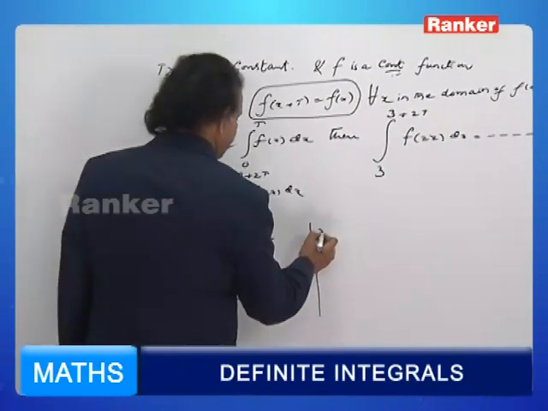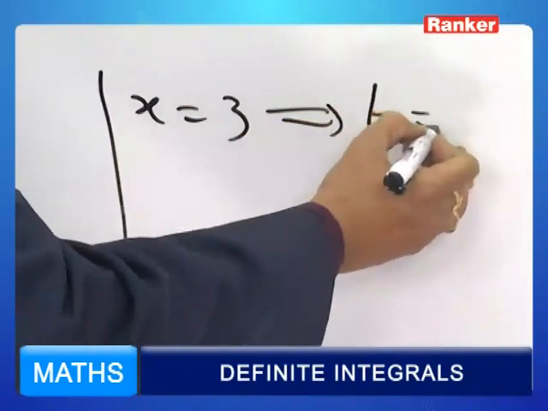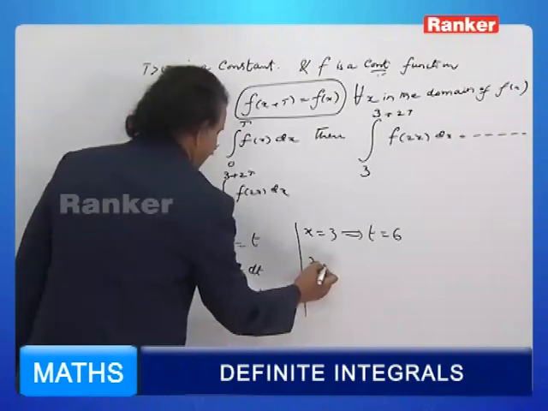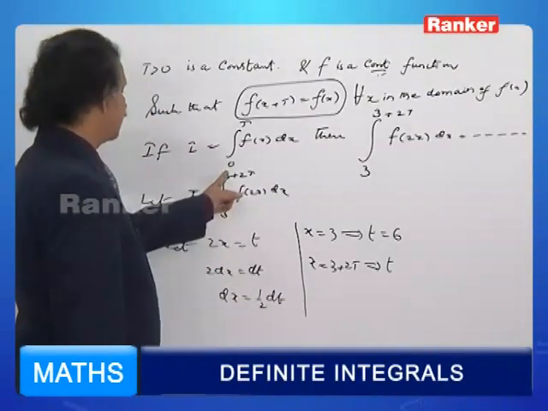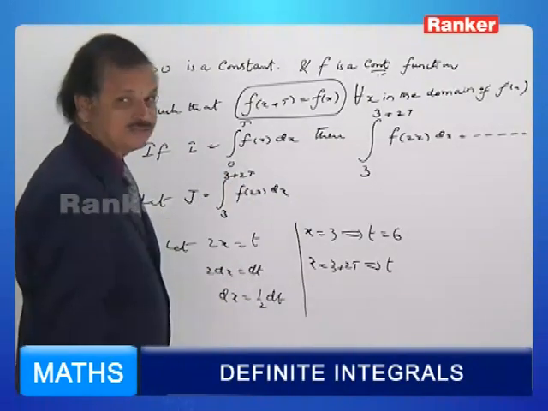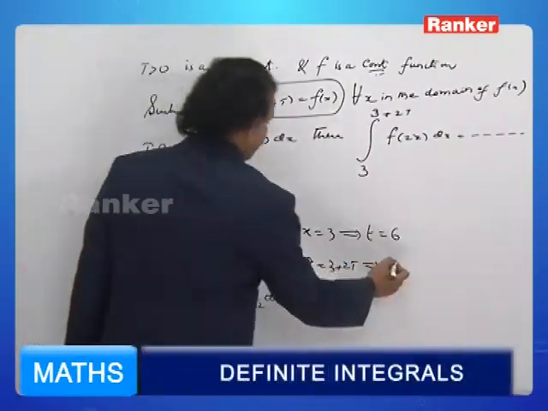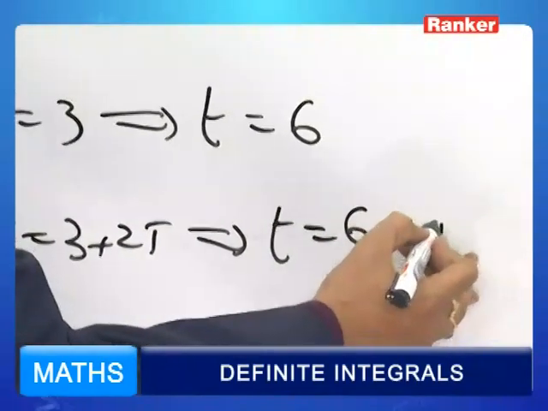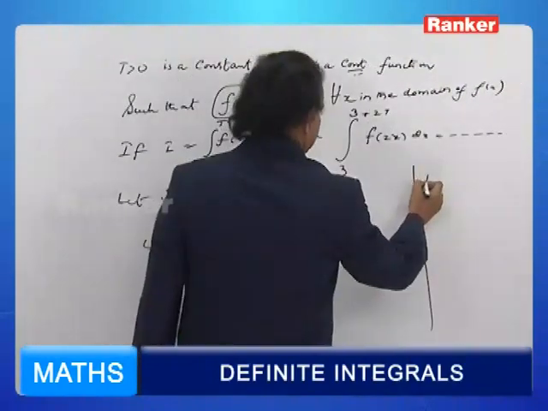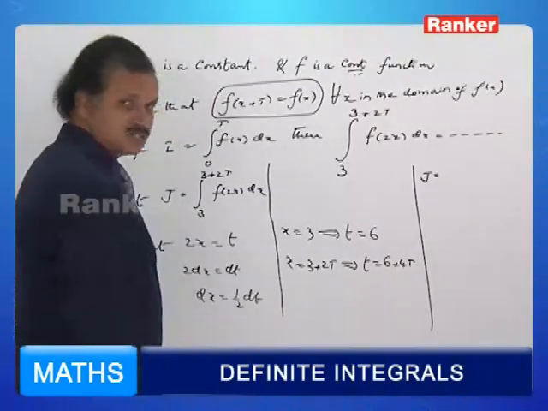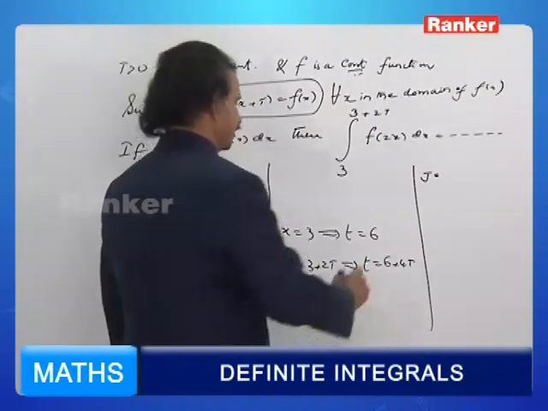What happens if x is equal to 3, the lower limit? Then t is equal to 2 threes are 6. If x is equal to 3 plus 2t, then what happens to t? 2 into 3 plus 2t is 6 plus 4t, isn't it? Come on friend, what happens to J? Previously the limits were 3 to 3 plus 2t. Now the limits are 6 to 6 plus 4t.